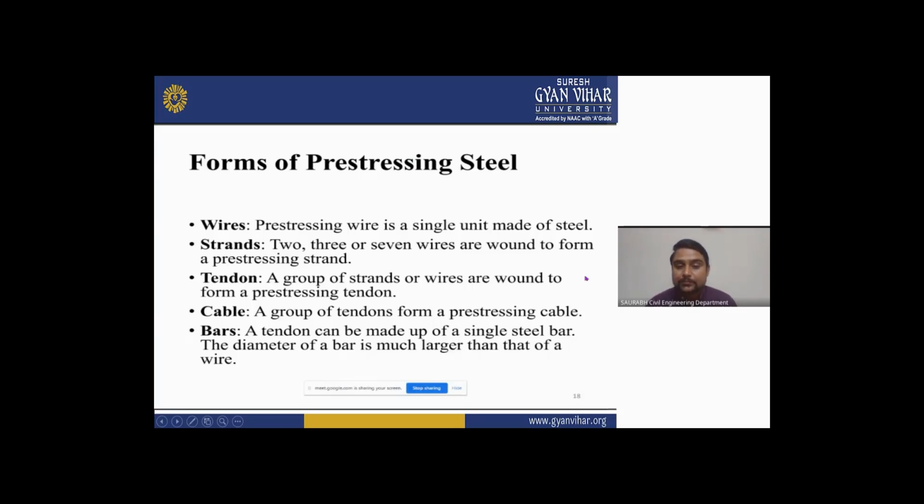Bar: a tendon can be made up of a single steel bar. The diameter of a bar is much larger than that of a wire.